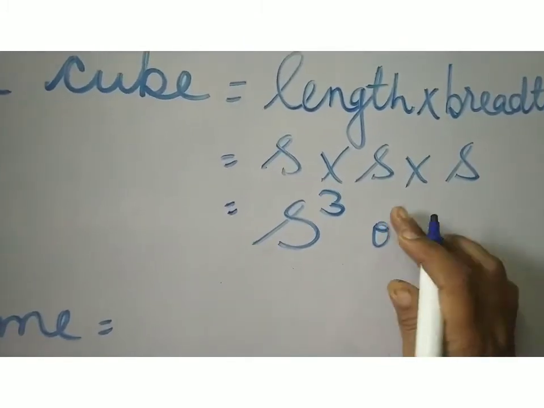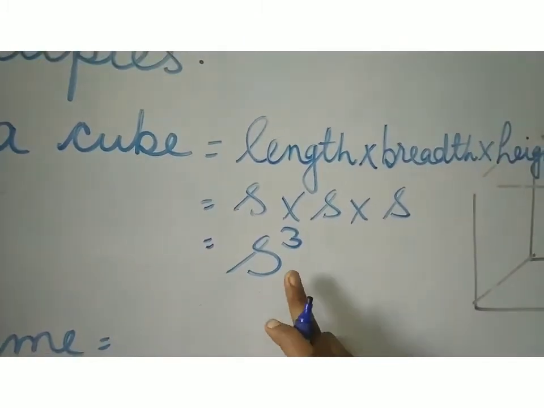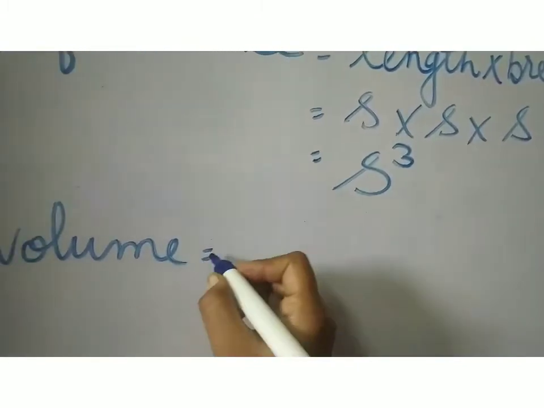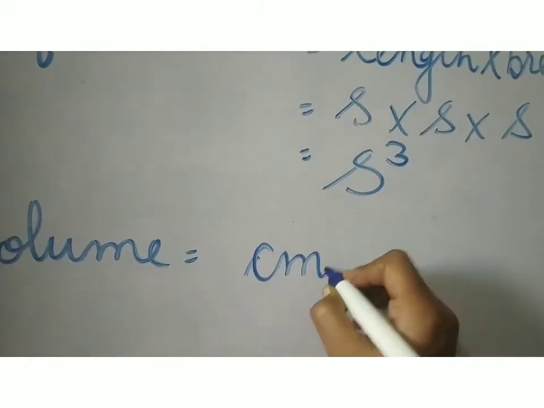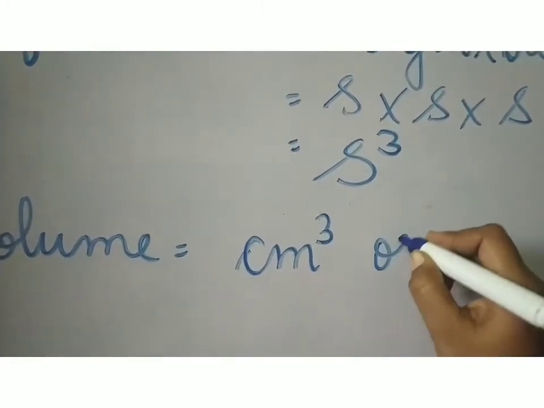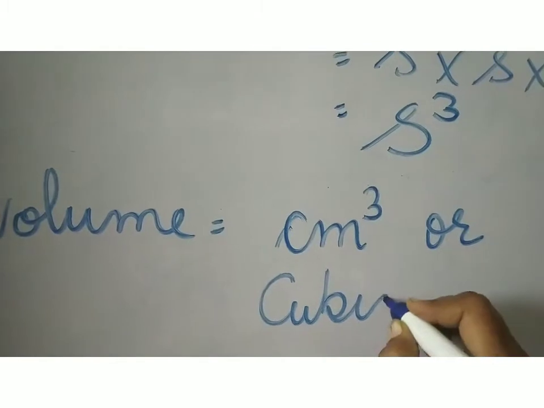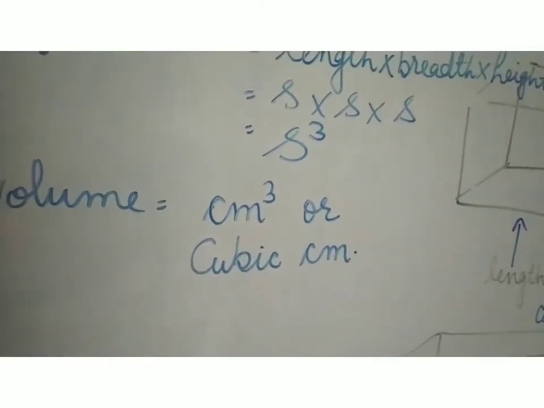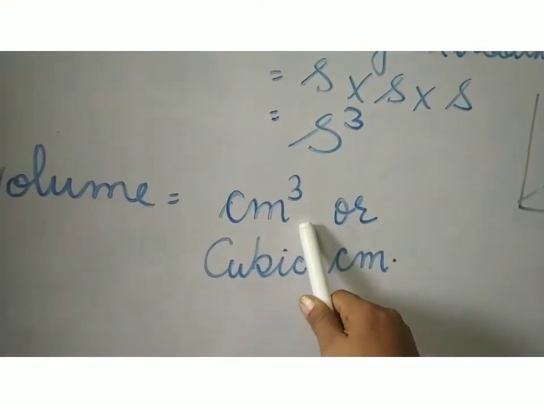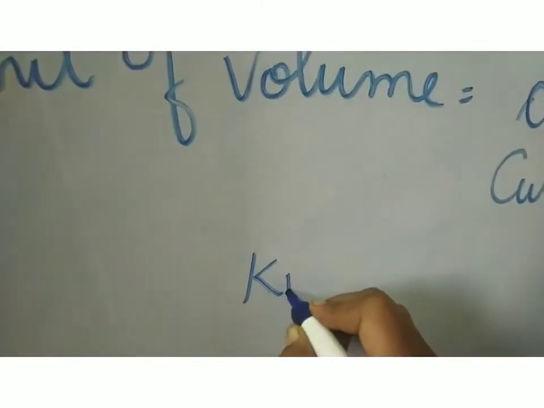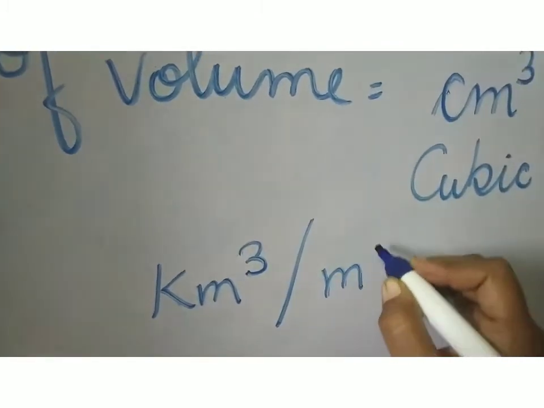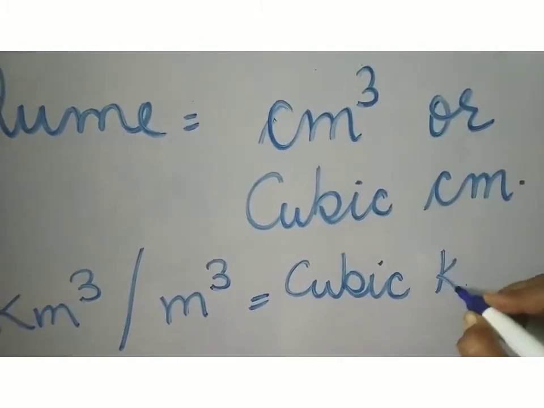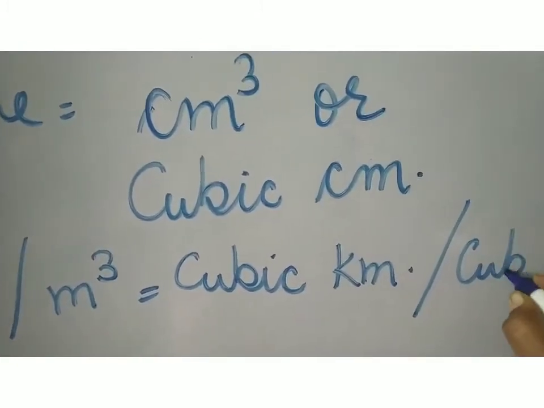Or we can write it in terms of units. If the side is 1 centimeter, the unit of the volume will become centimeter cube. We can write it as cubic centimeter also. If I take it in meter or kilometer, it will become meter cube or kilometer cube, or I can write it as cubic meter or cubic kilometer.